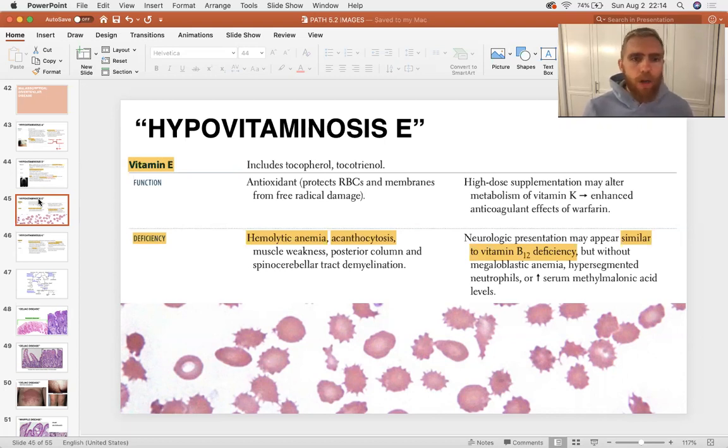And another common presentation of a hypovitaminosis E is going to be a lateral column degeneration similar to a B12 deficiency. And you're not going to see, however, the megaloblastic anemia that you would in a B12 deficiency if you're purely vitamin E deficient. And where this is going to come up again in this SDL is with abetalipoproteinemia.